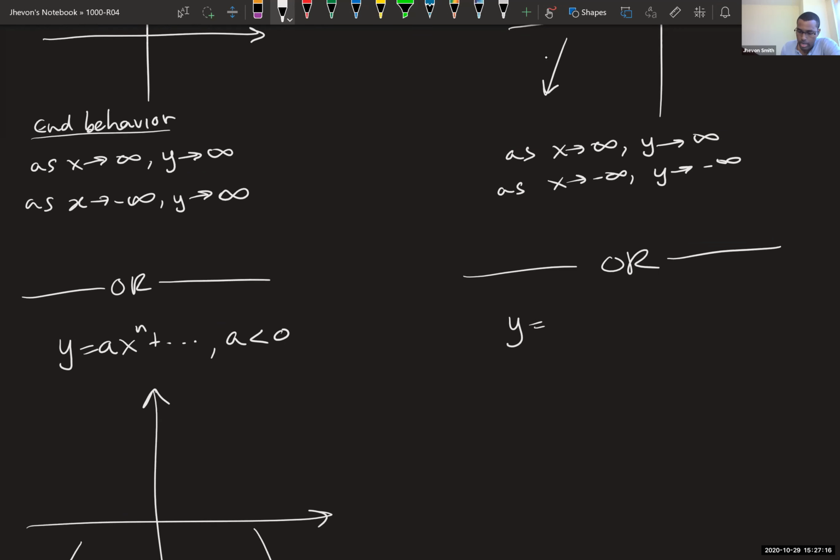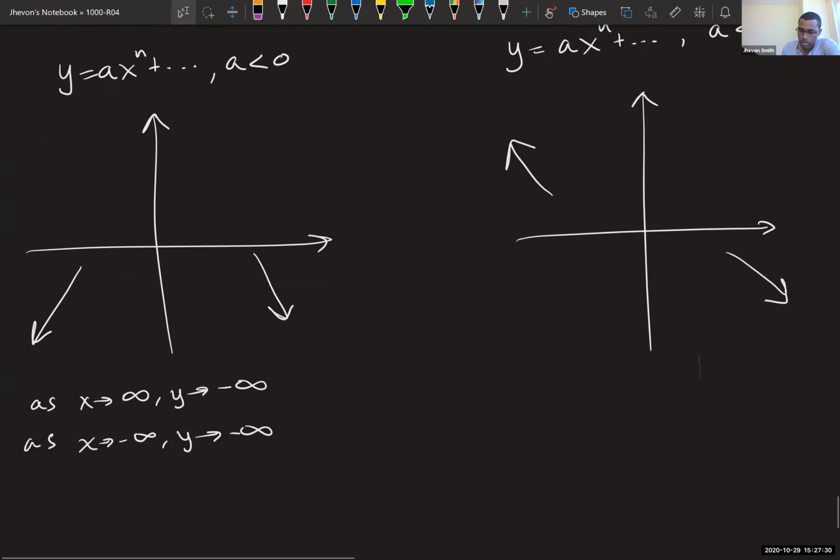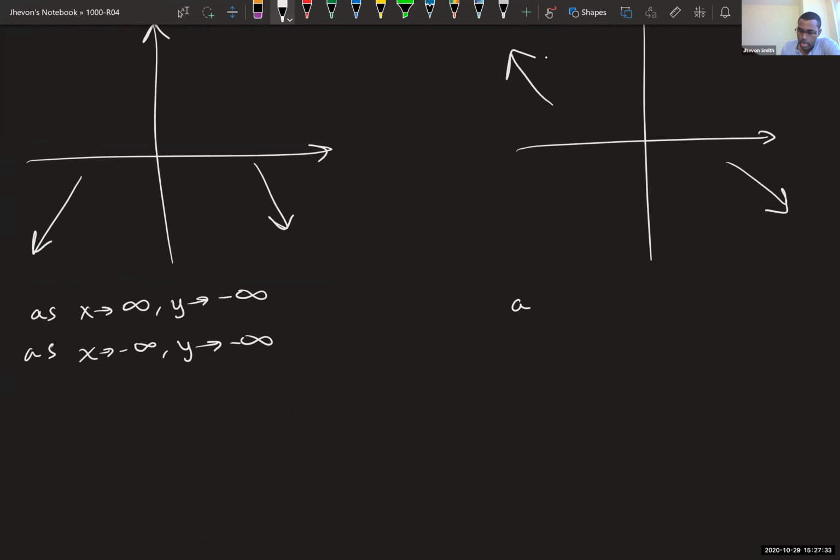Or again, you have an odd power, but the coefficient is negative. Then everything flips on its head. The right side would go down and the left side would go up. So you would get, as x approaches infinity, your y approaches negative infinity. And as x approaches negative infinity, your y would approach infinity.